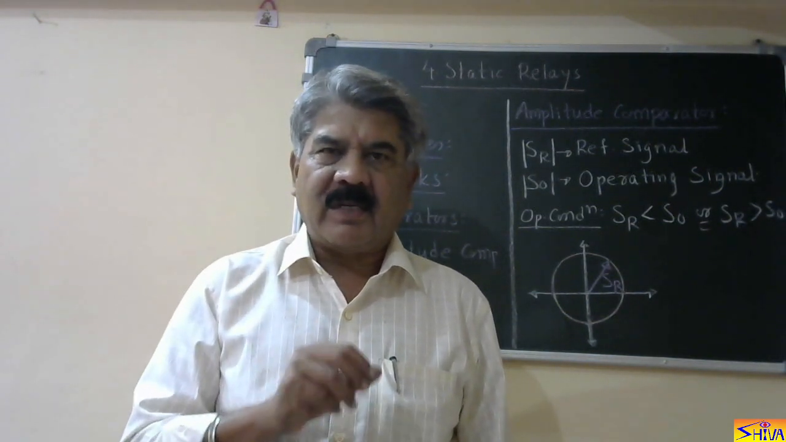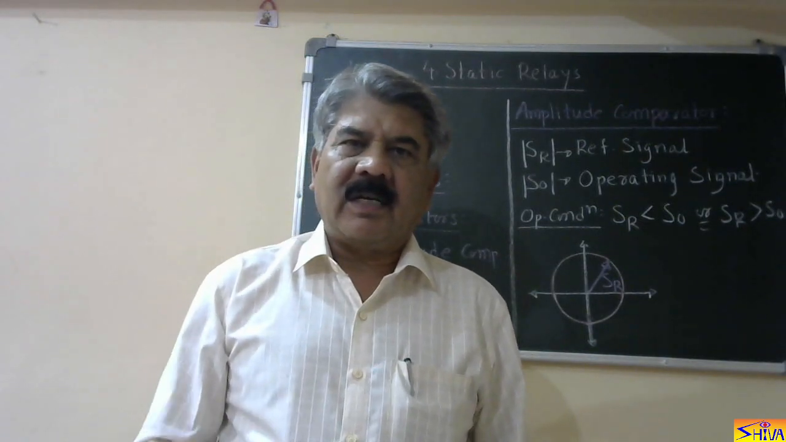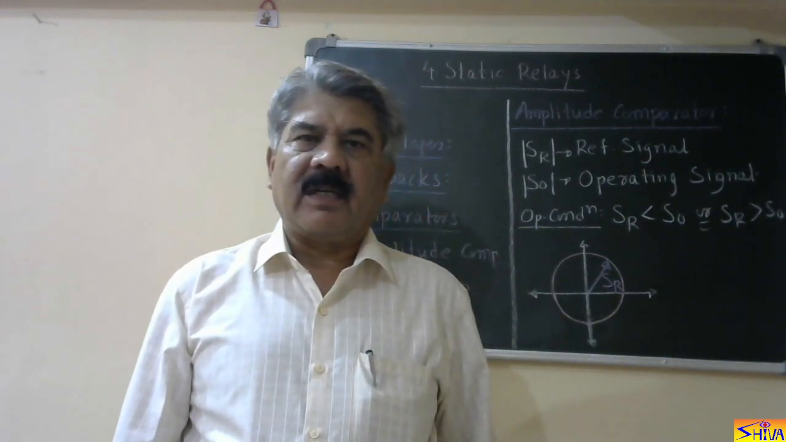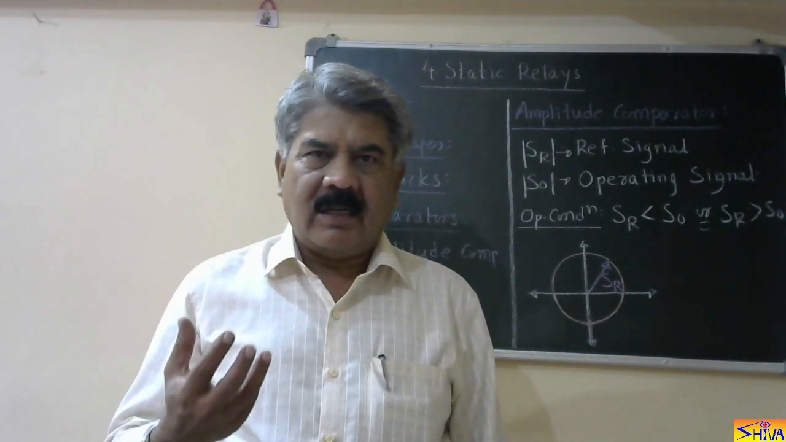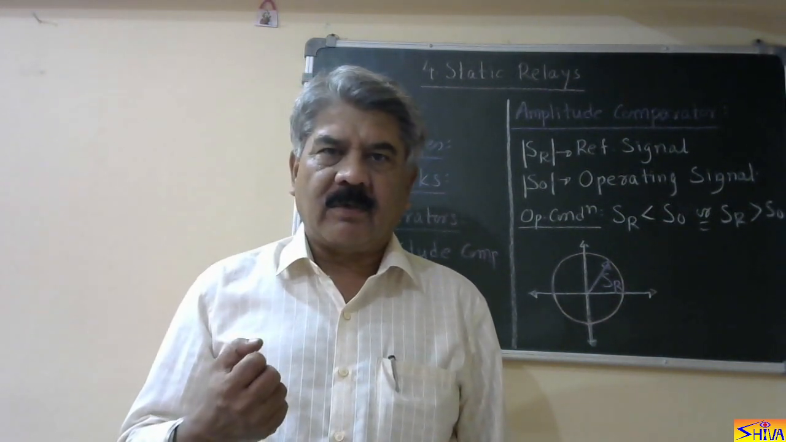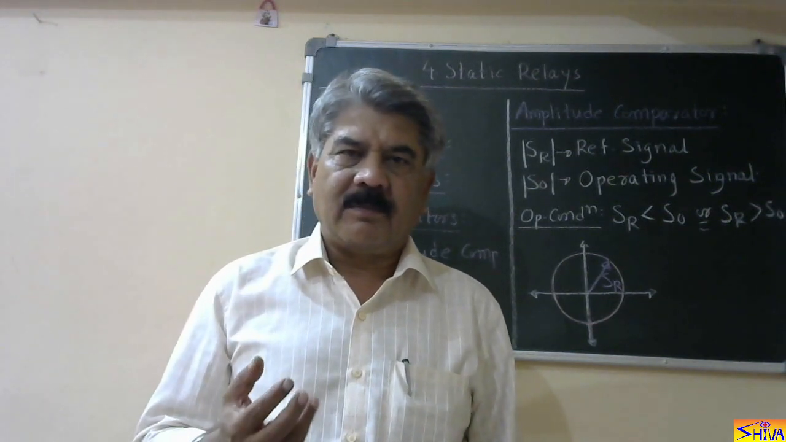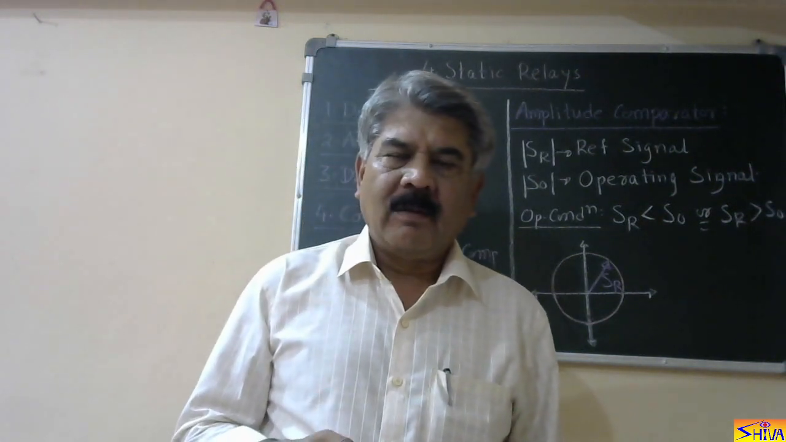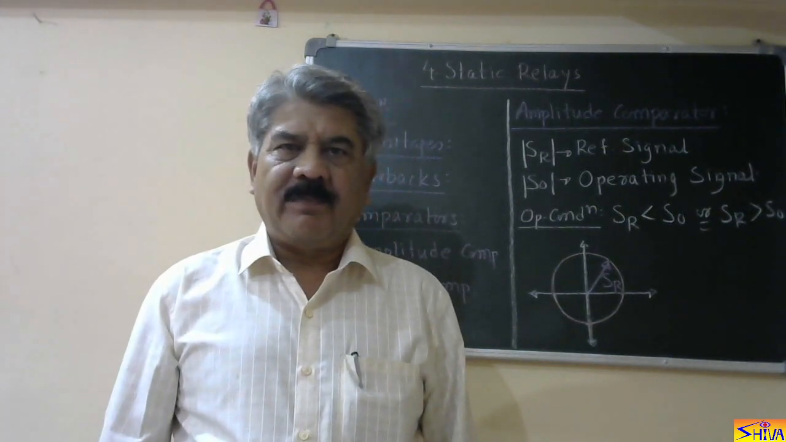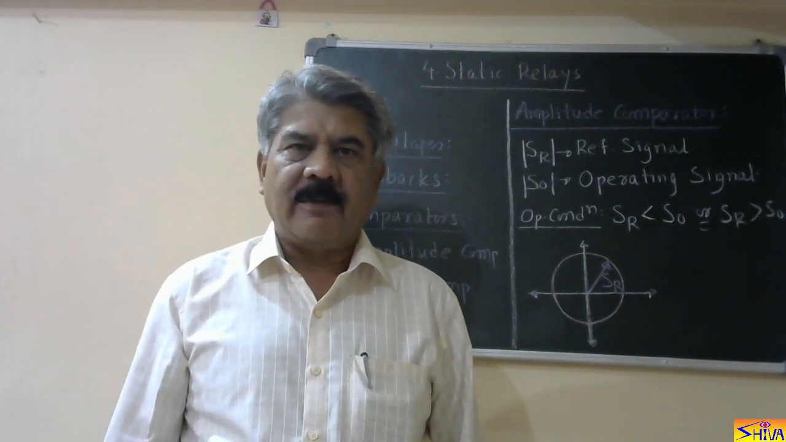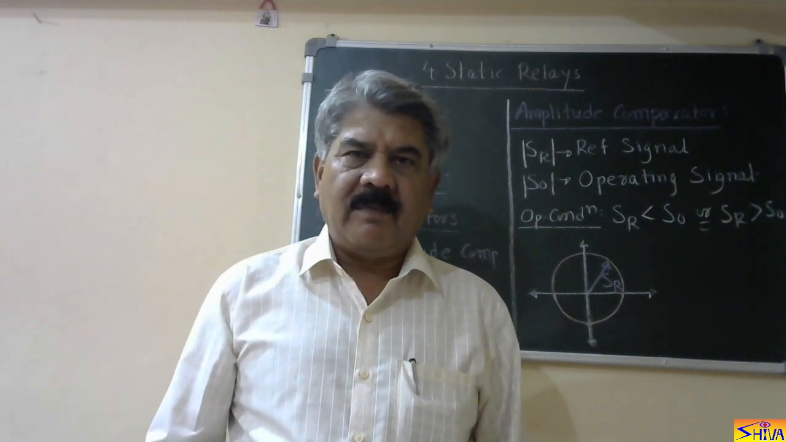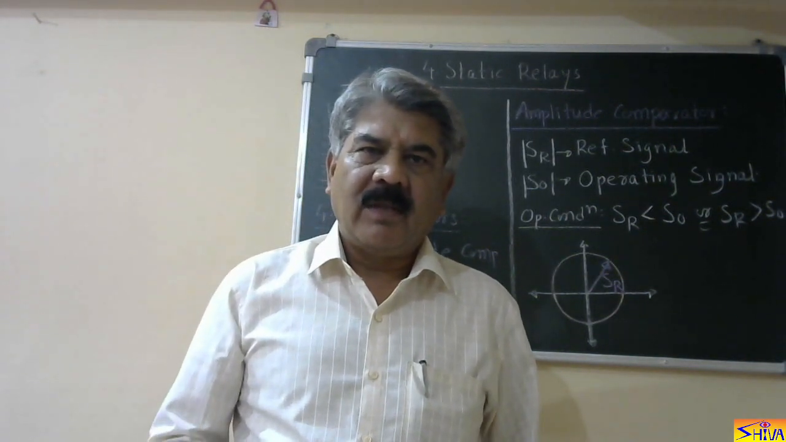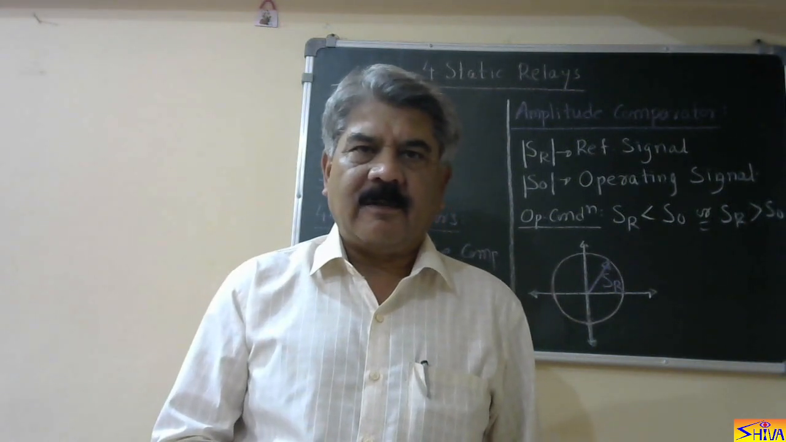So these are conventional characteristics, but we cannot generate the unconventional or non-conventional characteristics by electromechanical relays. If we want to generate, it is quite cumbersome or quite difficult, and sometimes some characteristics cannot be generated. But when we use electronic circuitry, unconventional characteristics like ellipse, quadrilateral, trapezoid, they can be realized. So these are the advantages of static relays.